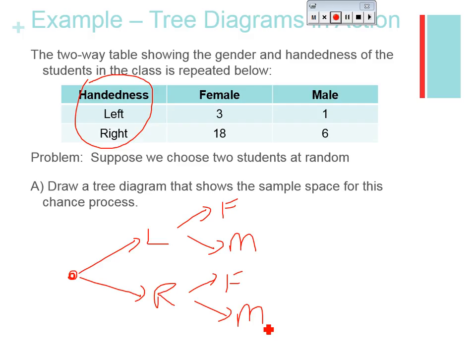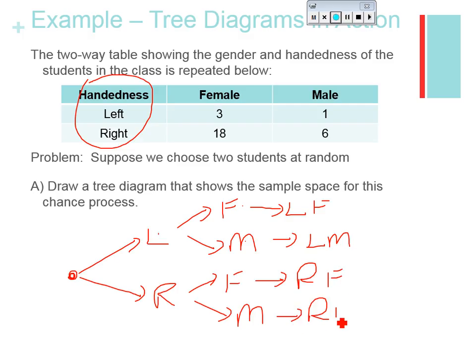So in terms of listing what they are, one part of the sample space could be that I choose someone who's left-handed and is a female. So I could put that over here, and that's what this part represents. I could also choose someone who's left-handed and is a male. Then I could choose someone who's right-handed and a female. And then I could choose someone who's right-handed and is a male.